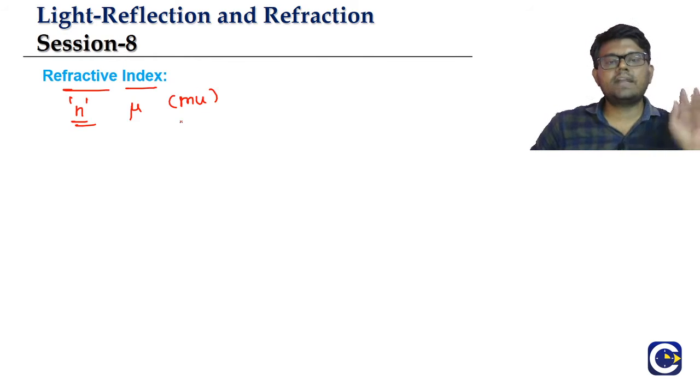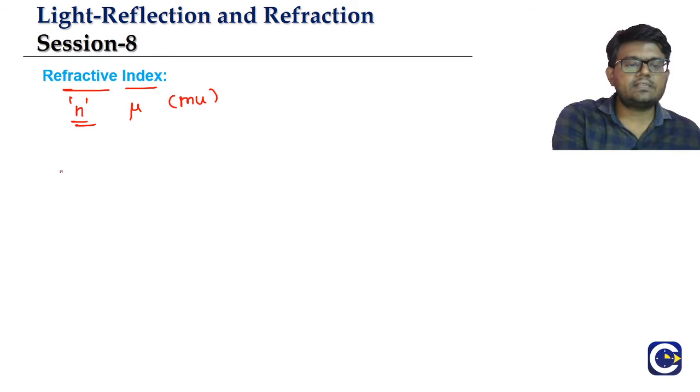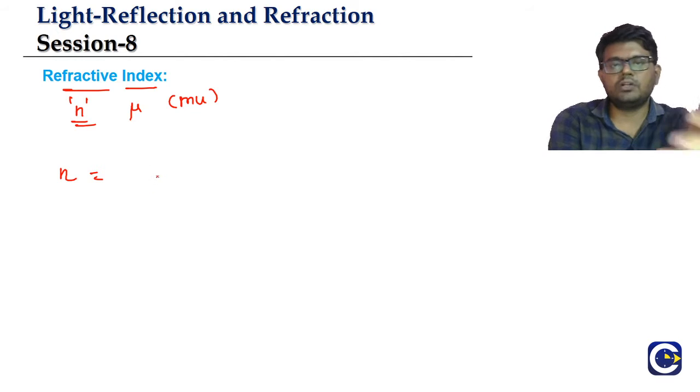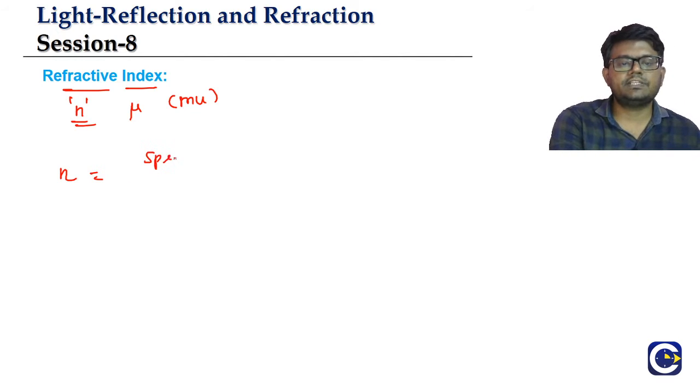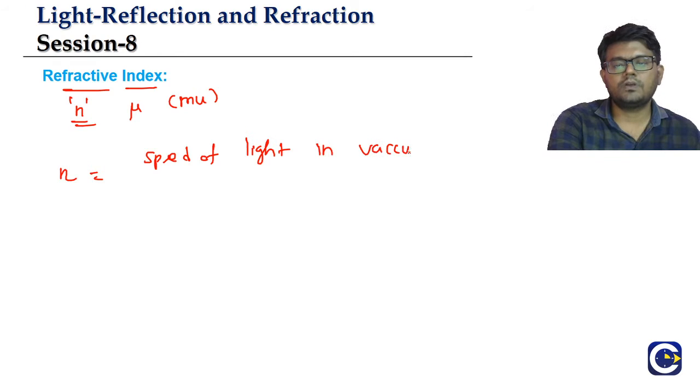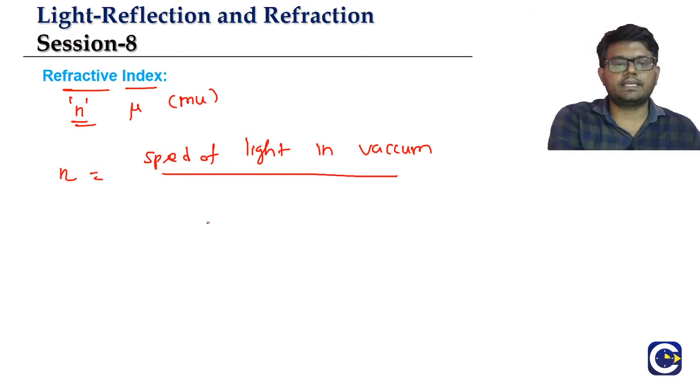So what is refractive index? Refractive index of any medium, n (I am using the symbol n here, but we can also use mu), will be equal to, this is the definition, speed of light in vacuum, for which we already know the value, 3 into 10 power 8 meter per second, divided by speed of light in the medium.